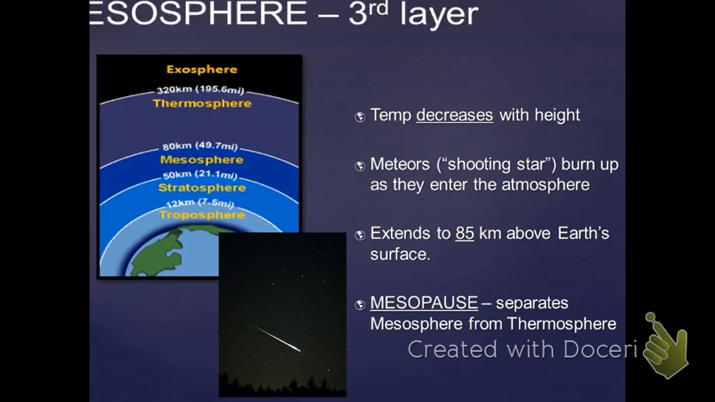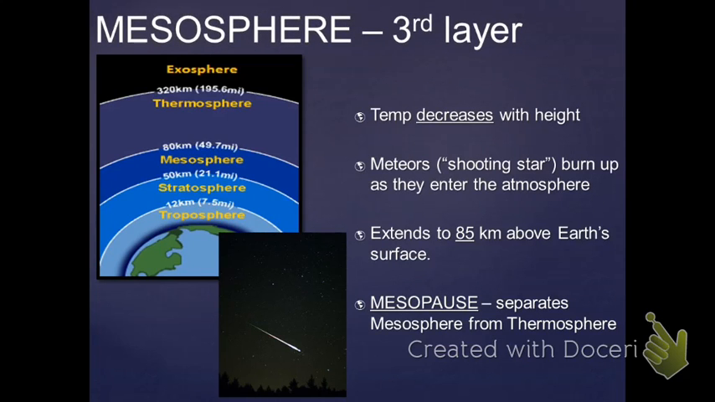The third layer of the atmosphere is the mesosphere. It rises approximately 80 kilometers above the surface of the Earth, with temperatures decreasing with increased altitude. The top of the mesosphere is the coldest region in the atmosphere, reaching almost negative 95 degrees Celsius at the top.